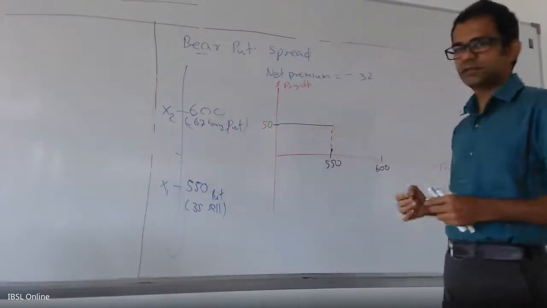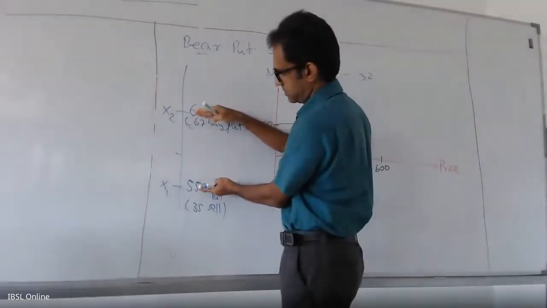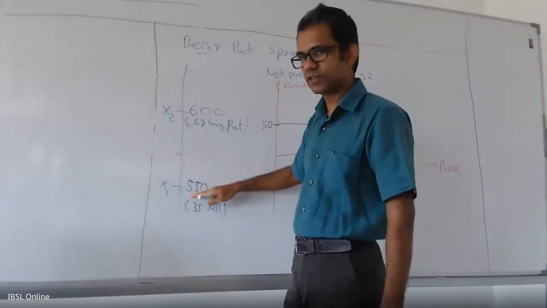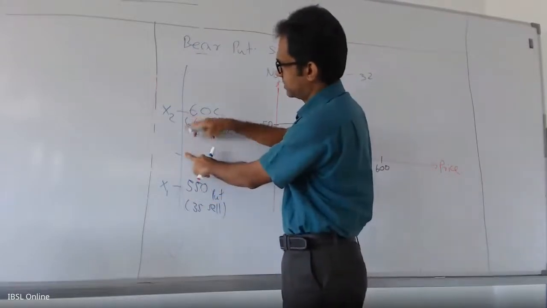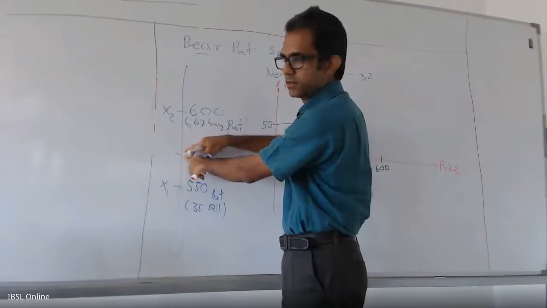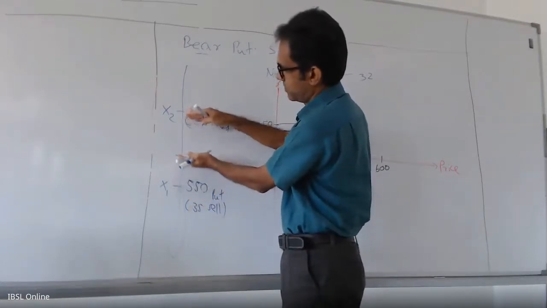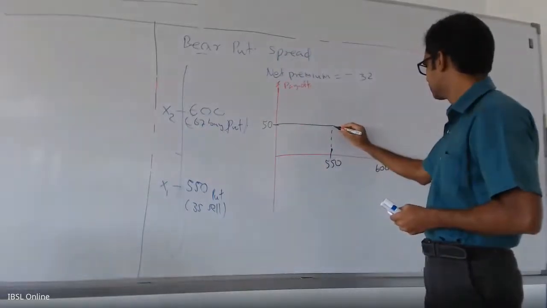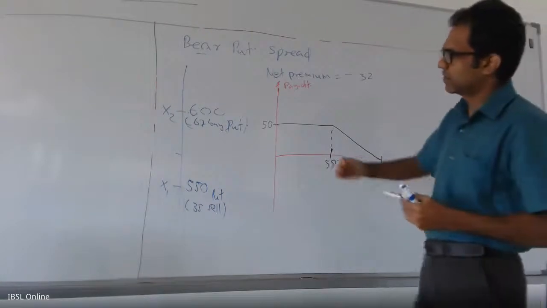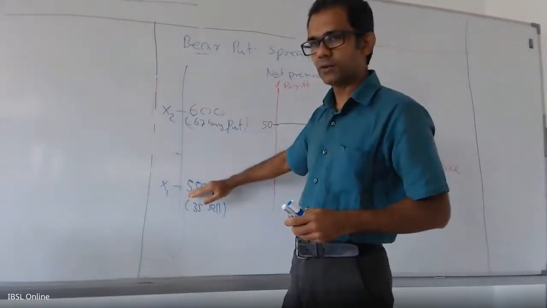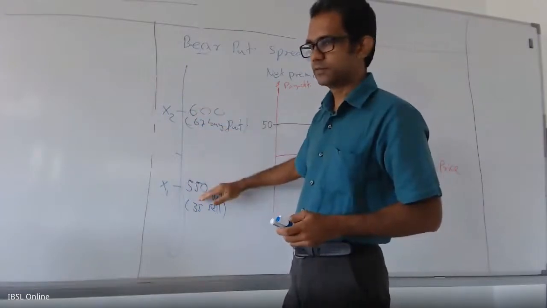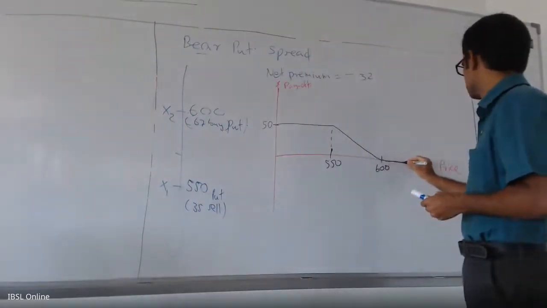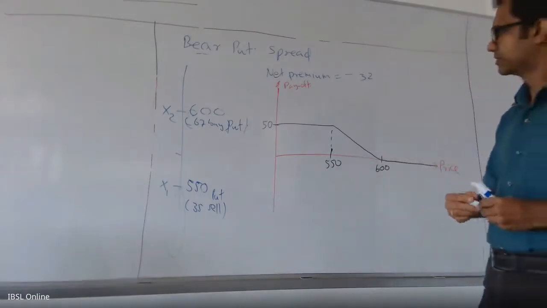You receive this until this point. During this range, where the price is here, the buyer of this option won't exercise anything, but you will get only the difference between X2 and the spot. When price goes up, the difference reduces, so the payoff will go down. When price moves above 600, both options are out of the money, so they expire without any payoff. So payoff would be 0. This is the payoff diagram.